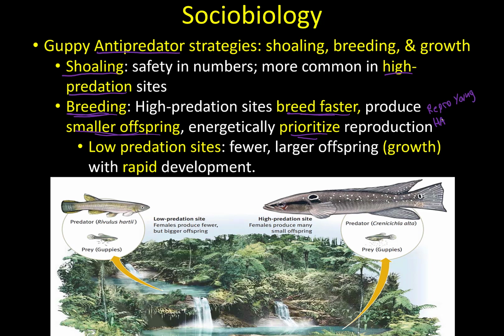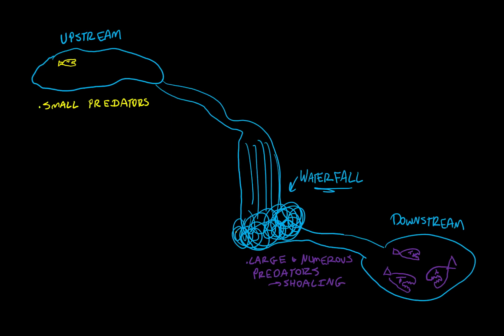And they have many offspring because they're putting all the energy they can into making them. All right, so at high predation sites, you have breeding strategies that include early reproduction, and lots of small offspring.